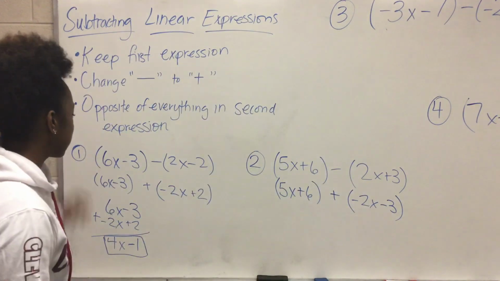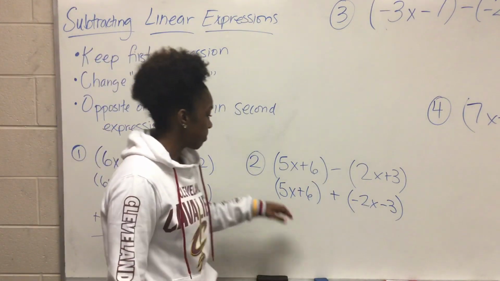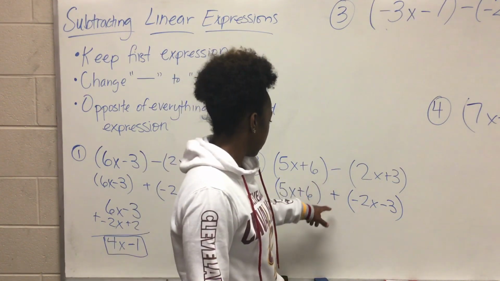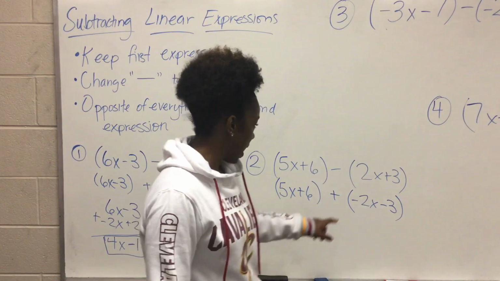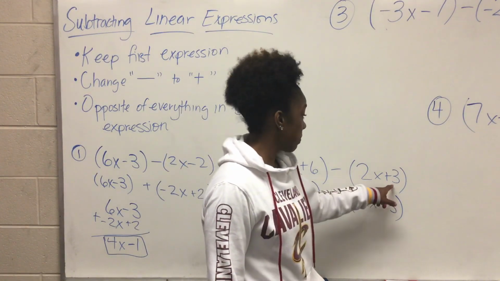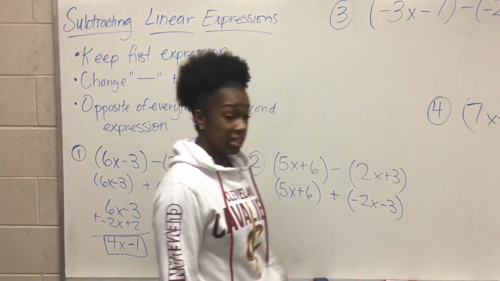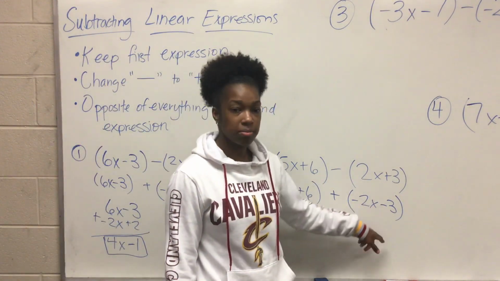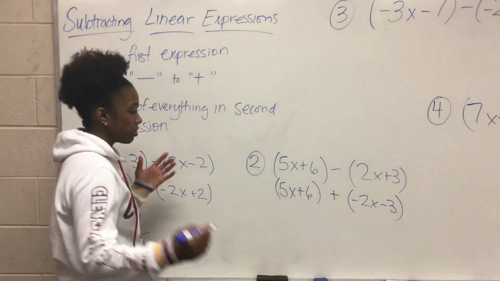Now, before you go on to stacking it, just check behind yourself. Did I keep it? Yes. Did I change it? Yes. Did I do the opposite of 2x? Yes. Did I do the opposite of positive 3? Yes. Everything, not just the first term. Every term you need to check to make sure you've done the opposite. Then we're going to stack it.